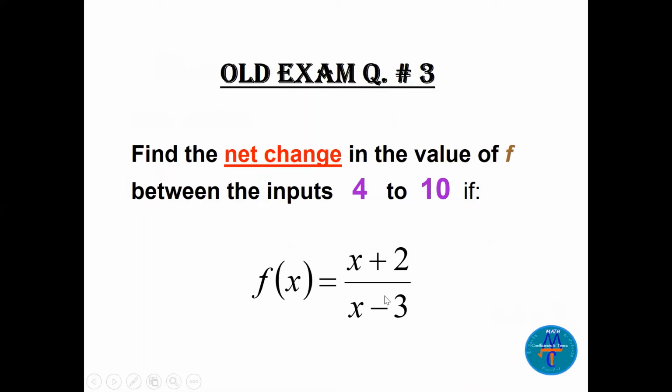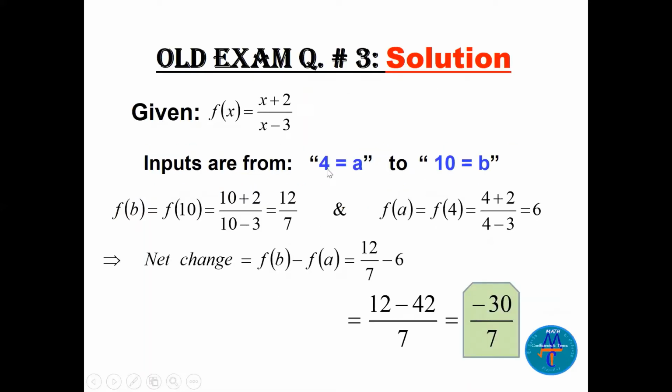Question number 3, we have seen similar in the algebra course 27. Find the net change between the input values 4 to 10, and we have this function. So 4 is the a, 10 is the b, and the net change will be f of b minus f of a. I started with b, no problem, you can start with a, it's up to you. So f of 10: 10 plus 2 over 10 minus 3, so that will be 12 over 7, leave it.